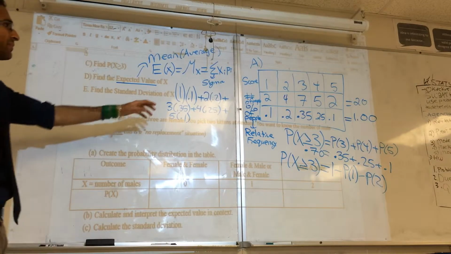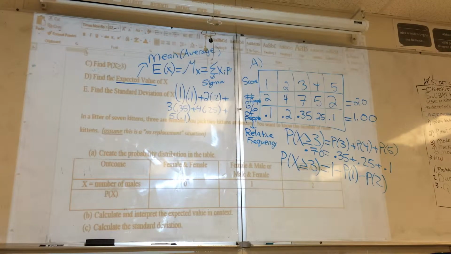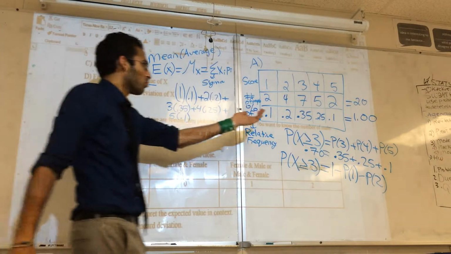So now, what I've said is, the expected value just means what is the average, or what is the most likely value if I just randomly pick a person? Like, what are we likely to get? Well, it's probably going to be somewhere around 3.